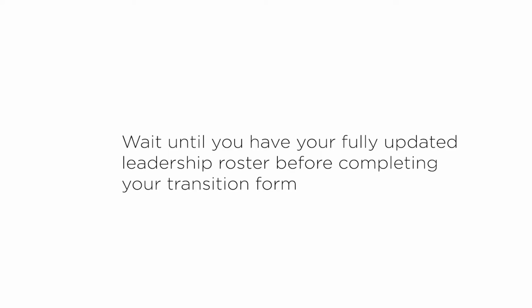These notifications will go to all members of your organization who are listed as an officer or committee chair in your JumboLife roster. Because the JumboLife organization transition form can only be completed once, it is important that you wait until you have your fully updated leadership roster before completing your transition form. Any members that are removed from your roster will automatically lose their admin access, so don't complete your transition form until you know that your current members no longer need to have access.